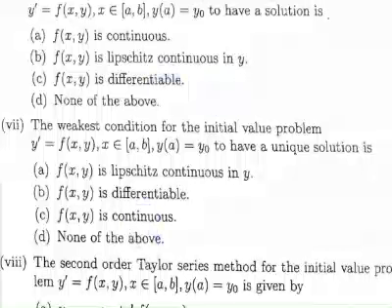Hey guys, let's look at this problem here. The weakest condition for the initial value problem to have a unique solution. We know that to have a unique solution for this kind of initial value problem, the weakest one is that f is Lipschitz continuous with respect to y. Then this system has a unique solution. That is the weakest condition.